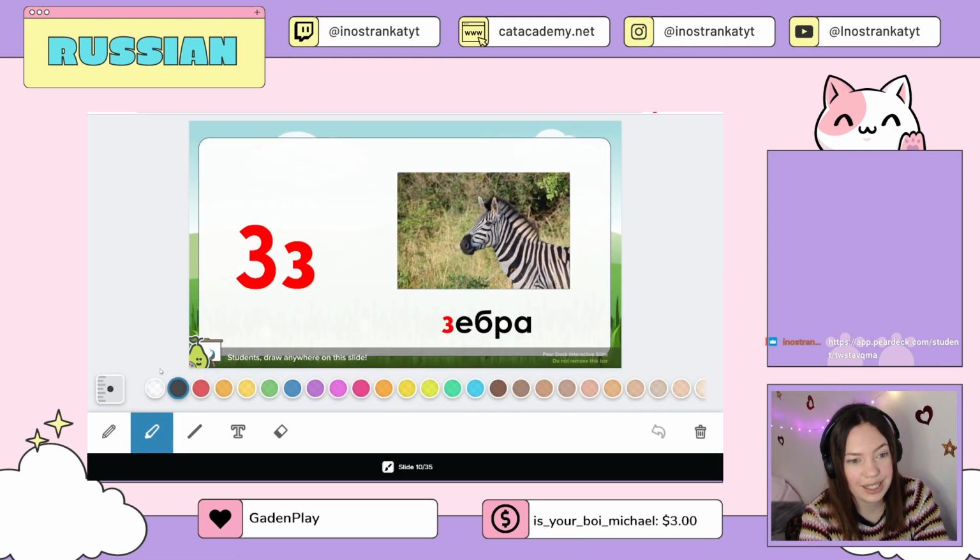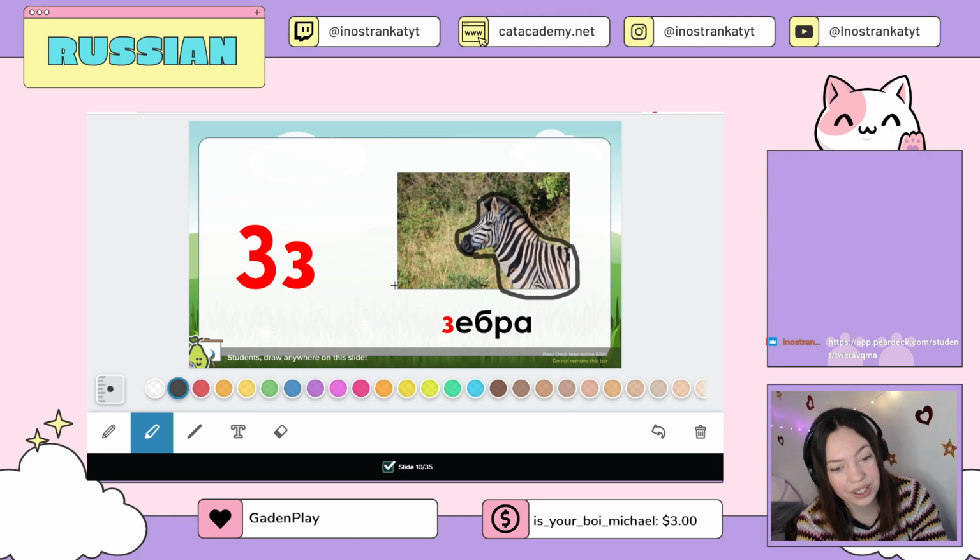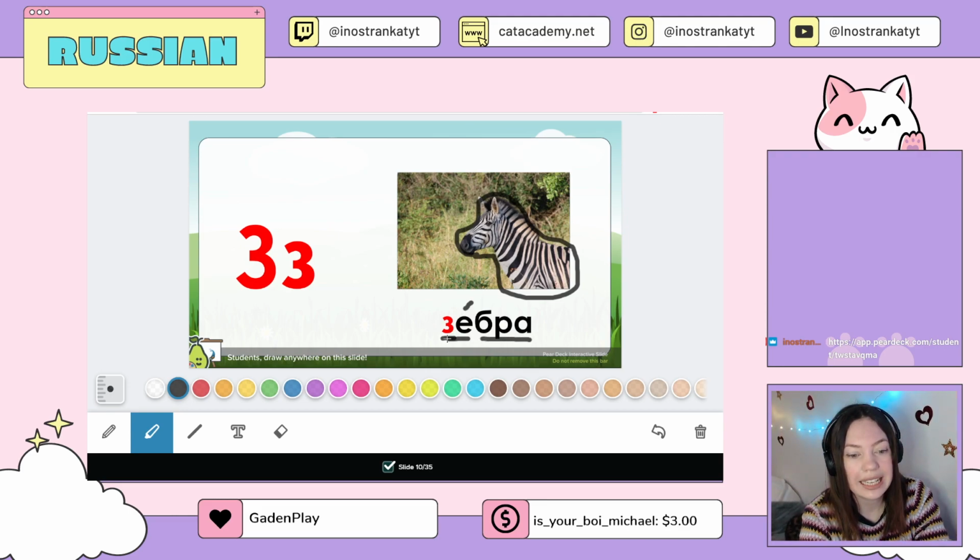Next one is number 3, but actually it's also a letter. And if we look at this beautiful white and black animal, we call it zebra, and we can guess that the pronunciation of this bukva is z, ze, zebra. We stress the first syllable, zebra.